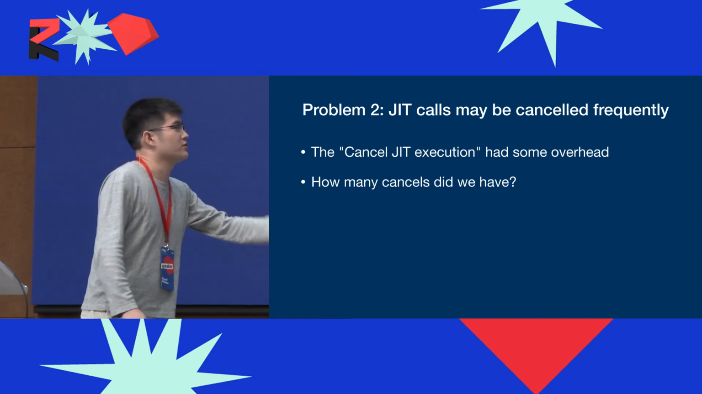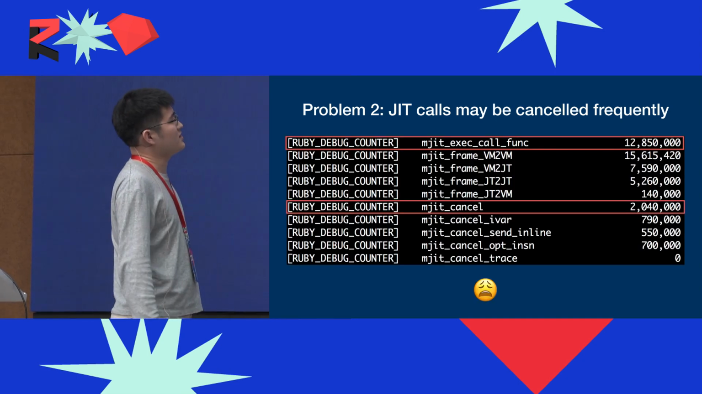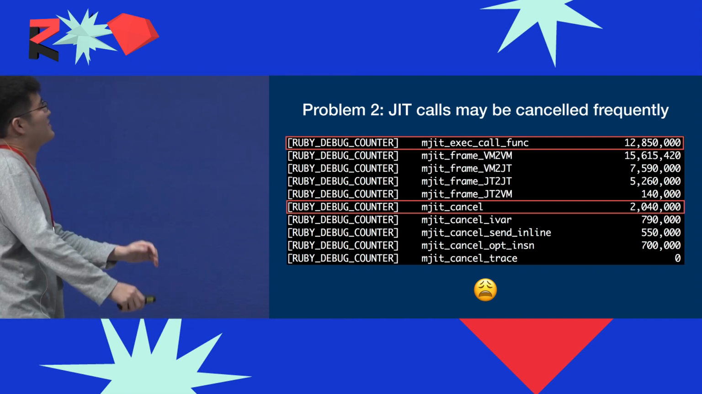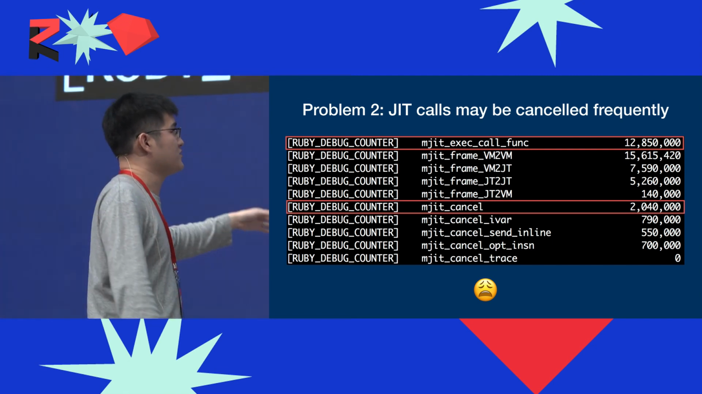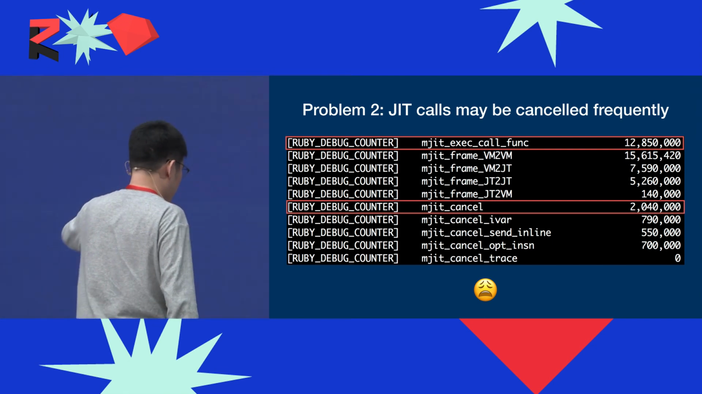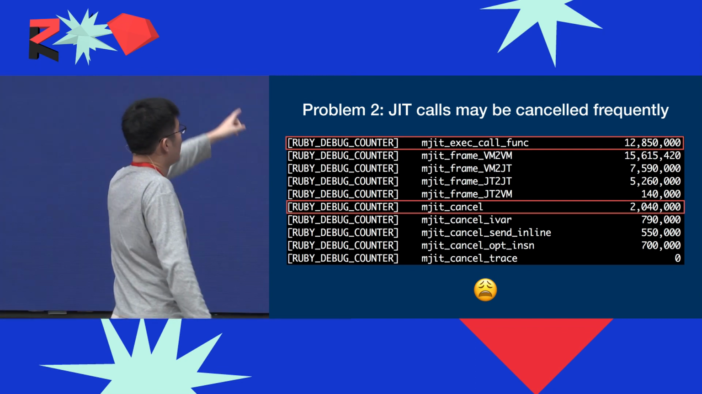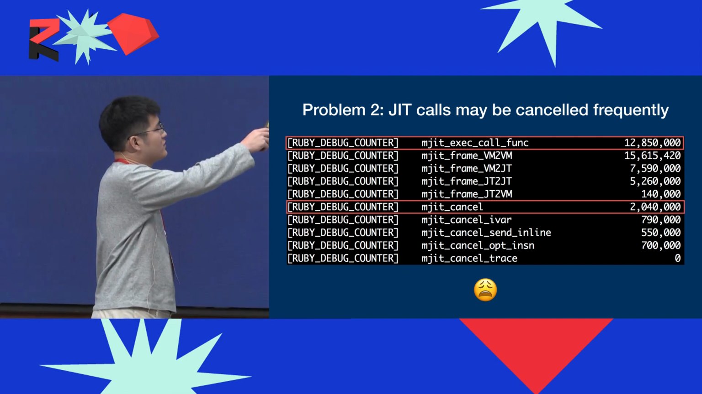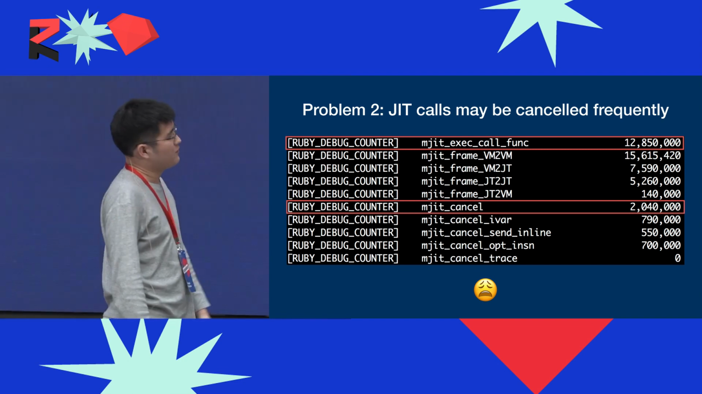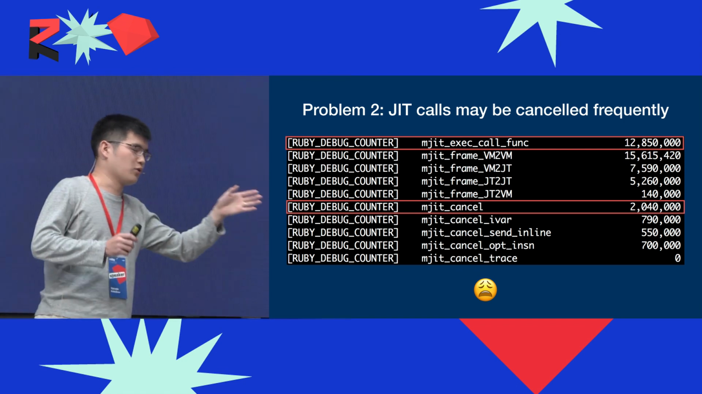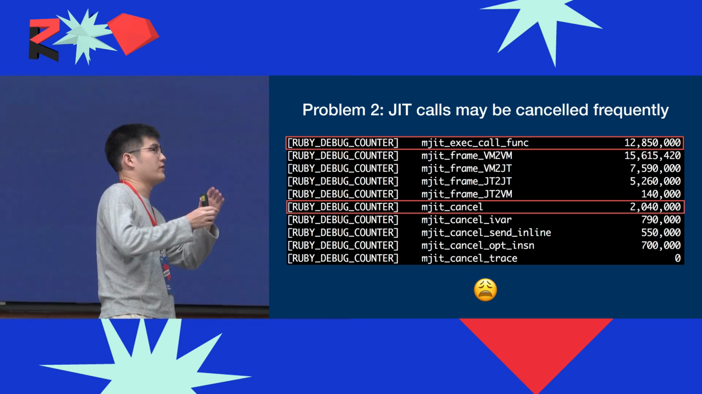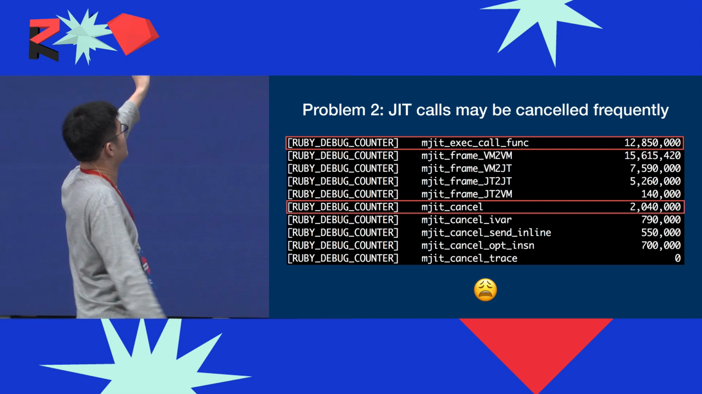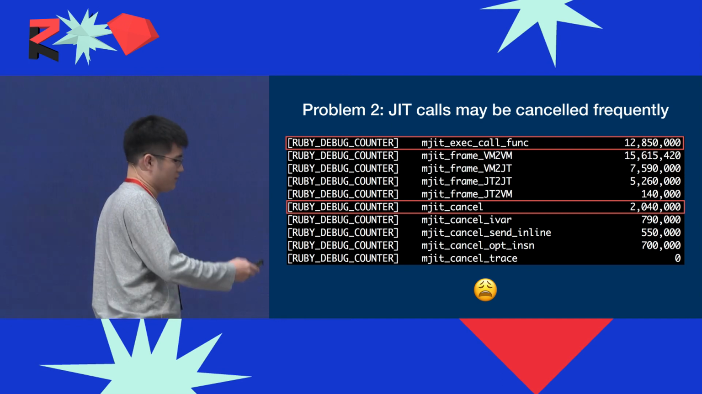This is a debug counter, which you don't need to use. Anyway, this is an internal counter to measure how many JIT method calls are invalidated. This mjit_cancel counter is 2 million times, for a measurement of 10,000 Rails application requests. That's kind of a lot compared to the JIT call counts at the top of these numbers.